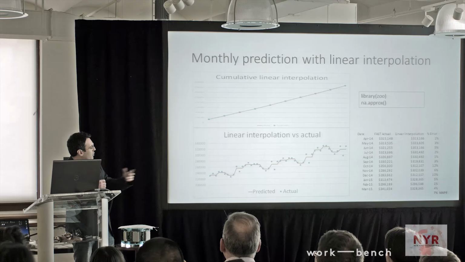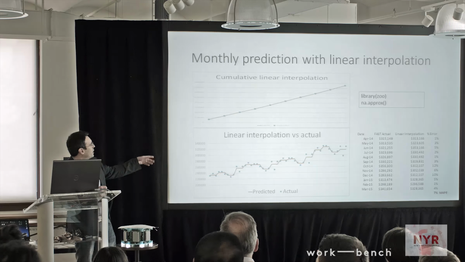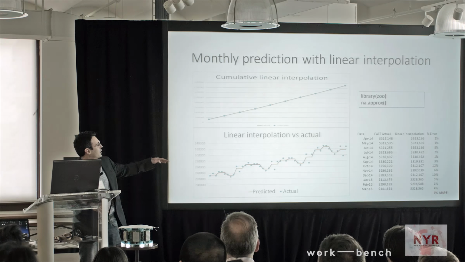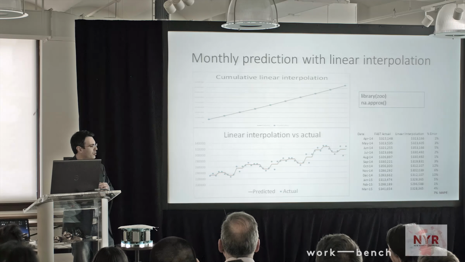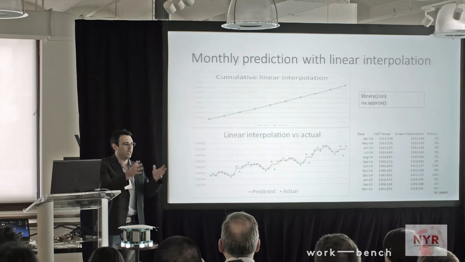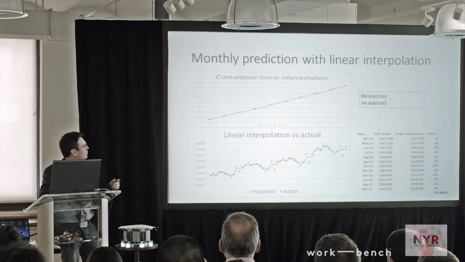And here I use a mean average percentage error. So we have our linear interpolation. I do it on a cumulative basis. And so we can see the staircase-like structure of our interpolation, where it splits the quarterly revenues equally into each month and jumps from month to month, with the zoo library and approx.